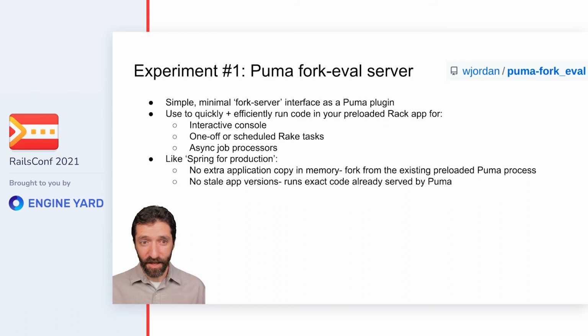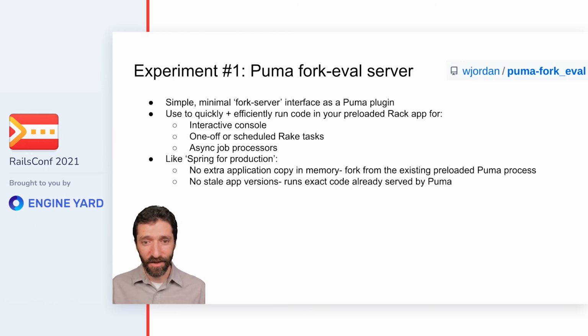All right, for the last part of this talk, I have a couple of fork-related experiments I'd like to share. The first one is a Puma fork eval server. This is a simple, minimal fork server interface I've written as a Puma plugin. The idea of this plugin is to quickly and efficiently run code in your preloaded Rack app.